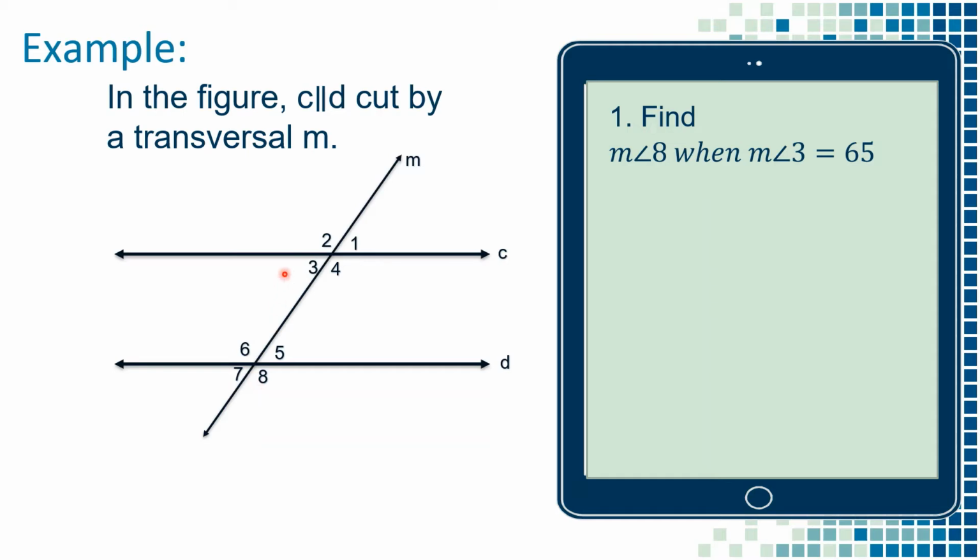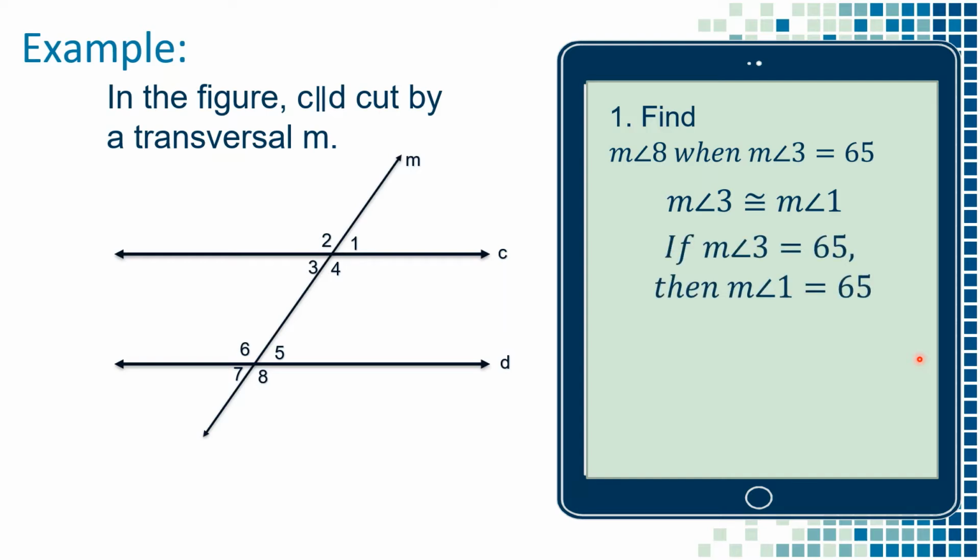Now let's consider angle 3 and angle 1. What can you say about angle 3 and angle 1? Correct, they are vertical angles. And what can you say about vertical angles? Yes, they are congruent. So we can now say that the measure of angle 3 is congruent to the measure of angle 1. Now, if the measure of angle 3 is 65, the measure of angle 1 is also 65. Now, what relation exists between angle 1 and angle 8?